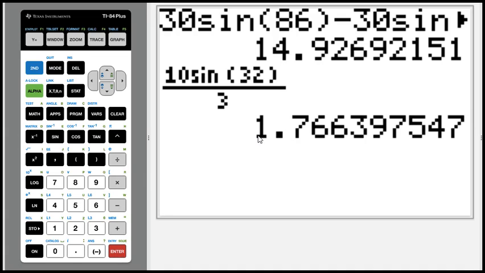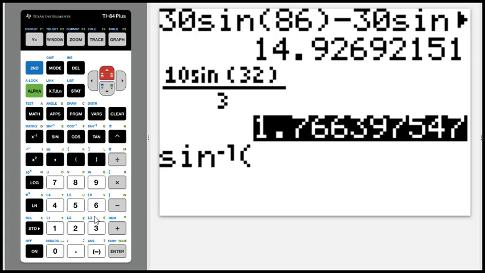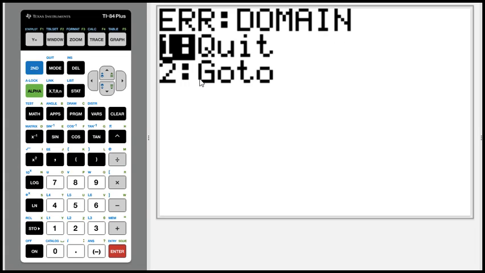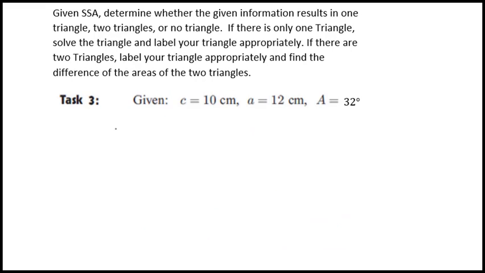We know the range for sine function is between -1 to 1. This is out of range of sine function. So if you do the second sine, then drop down here, enter, you will get error, which means no triangle will be formed for this SSA. So no triangle is formed. Let's go to task 3.